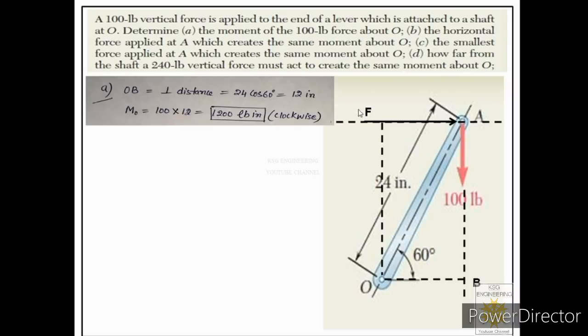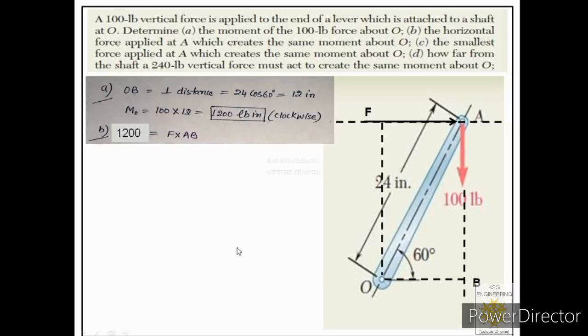So in order to find the moment arm for F, we can find this length AB from triangle OAB. So what will be that length? Now we will apply the formula of sine theta. We will say perpendicular AB upon hypotenuse 24 inches is equal to sine 60. So we can find AB equal to 24 multiplied by sine 60. Okay, let us see the calculations now.